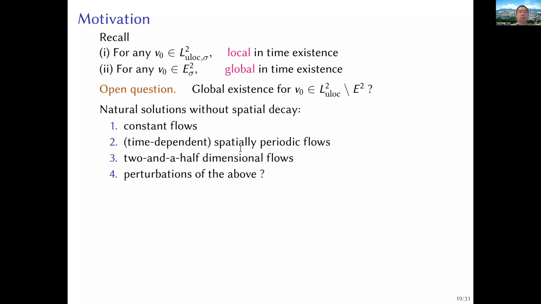And then we have 2.5 dimensional flows. So we first look at the 2-dimensional flows in R2, and then we add a third component to match the equation. And the fourth is that we can also consider perturbations of these things.